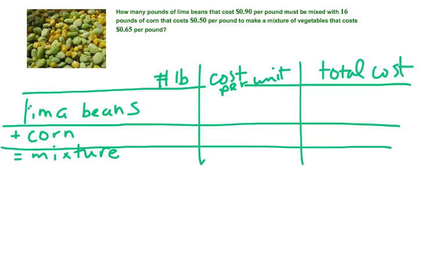Okay. Lima beans. How many pounds of lima beans? Okay, that how many lima beans tells me right away what I'm looking for. X in here for pounds of lima beans. That costs 90 cents per pound. Cost per unit per pound is 0.9. Could put the 0 on or leave it off. Must be mixed with 16 pounds of corn. Okay, so I know I have 16 pounds of corn. That costs 50 cents per pound. To make a mixture that costs 65 cents per pound.